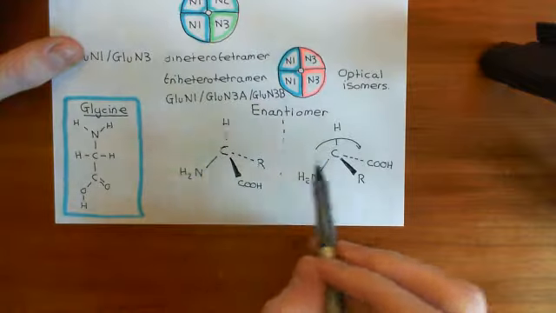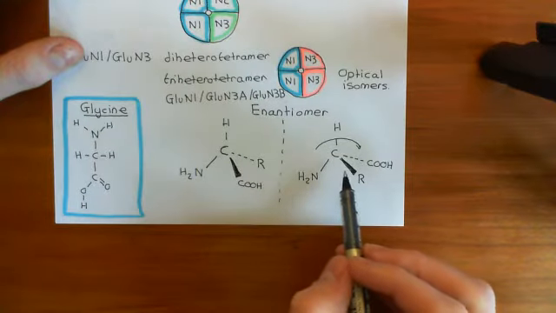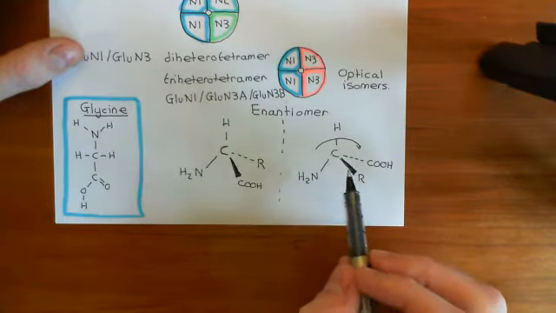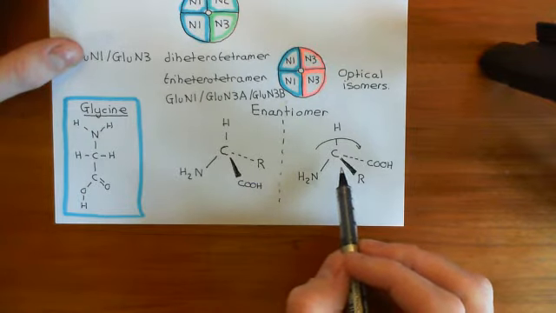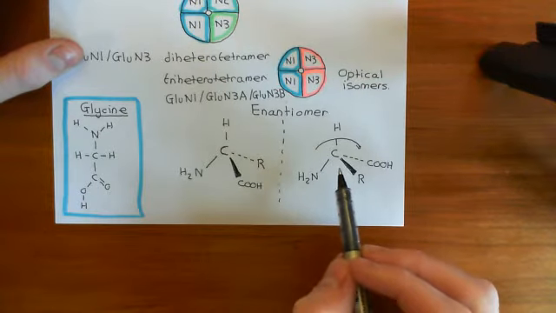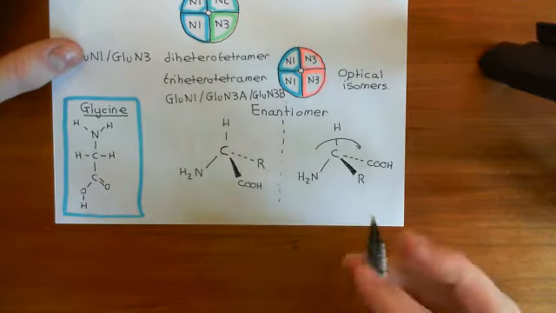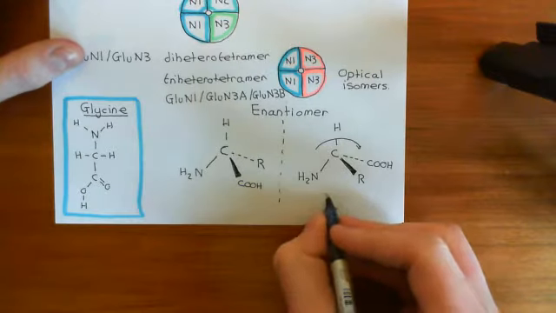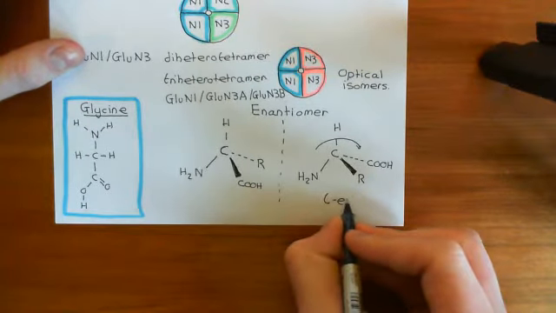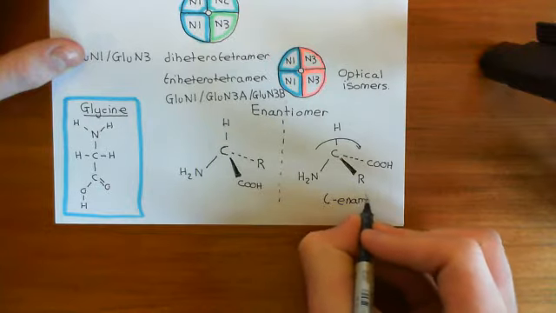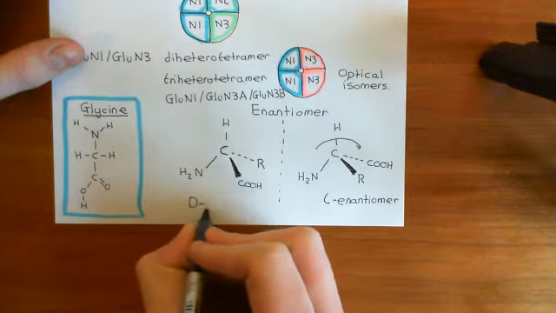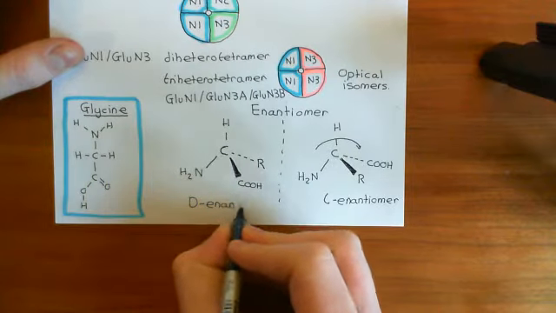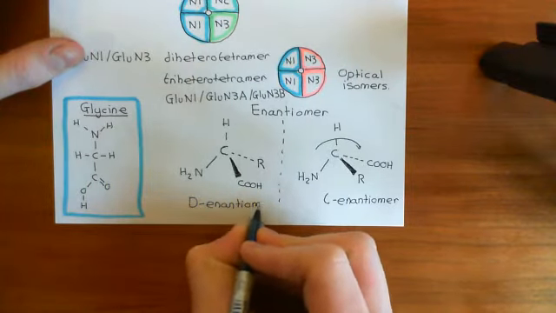So this is one enantiomer of the amino acid, this is the other enantiomer of the amino acid. Now there is a special naming system for the enantiomers of amino acids. One's going to be called the L enantiomer, and the other's going to be called the D enantiomer. This one here is the L enantiomer, and I'll tell you how I know that in a moment. So this is the L enantiomer, and this one here is the D enantiomer. Now what does L and D stand for?